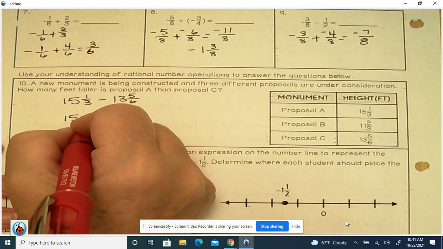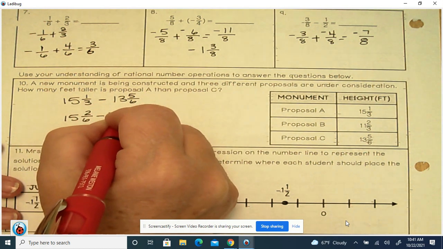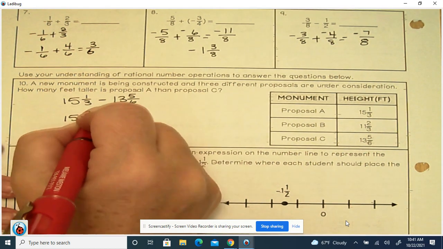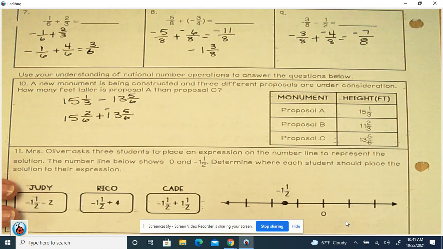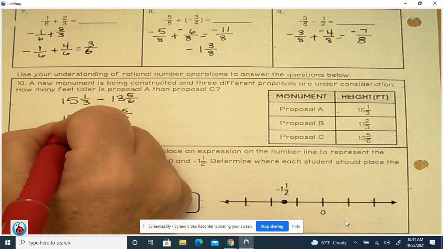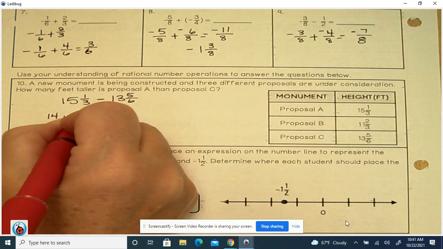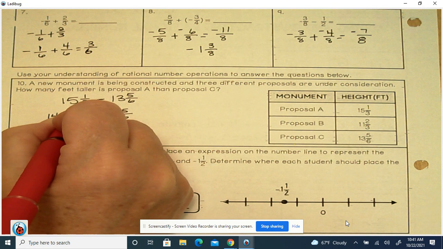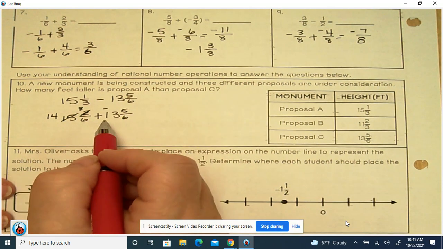3 goes into 6 2 times. 2 times 1 is 2. Minus 13 5/6. Change the minus to a plus. Change the sign of the next. Different signs subtract. Well, we can't subtract 5 from 2. So we're going to borrow 1 from the 15. And then add that 6 to the 2, which would make 8, because 6 over 6 is a whole. And now we can subtract.